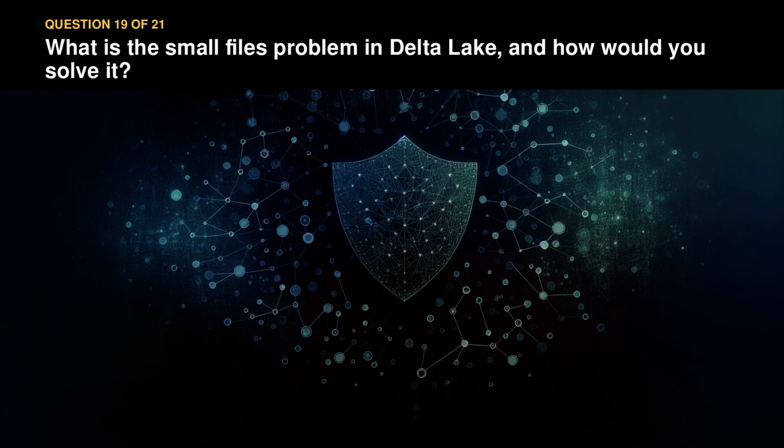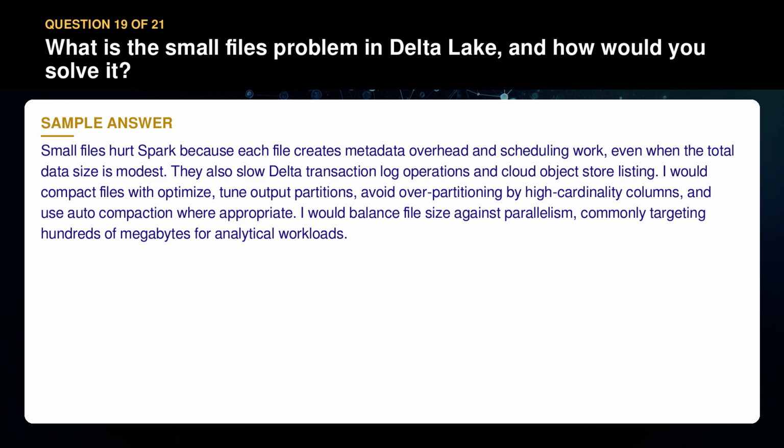Question 19. What is the small files problem in Delta Lake, and how would you solve it? Small files hurt Spark because each file creates metadata overhead and scheduling work, even when the total data size is modest. They also slow Delta transaction log operations and cloud object store listing.